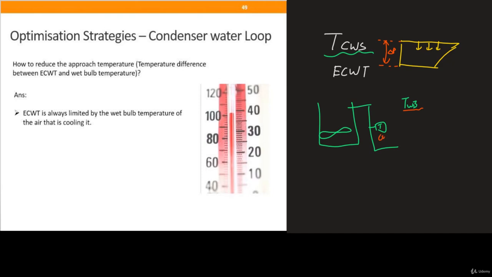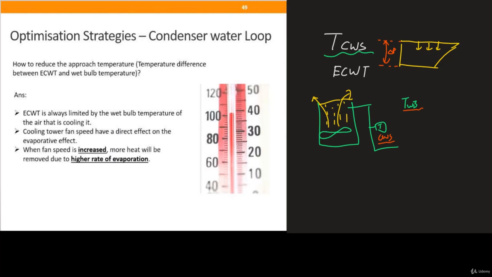Okay? And your cooling tower fan speed has a direct effect on this temperature. The harder your cooling tower is working, the lower it can bring down the temperature because of the evaporative effect. So when fan speed increases, more heat will be removed because you have a higher rate of evaporation. You are inducing the evaporation. So when there's more evaporation, there will be more heat being removed, and your condenser water temperature will drop and get nearer to the wet bulb temperature.